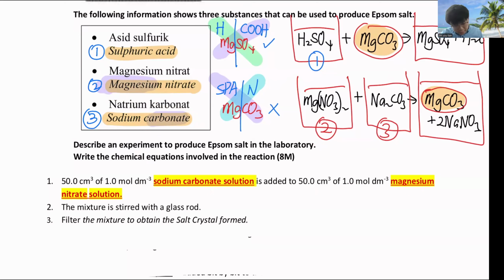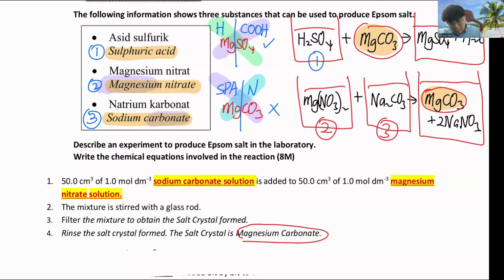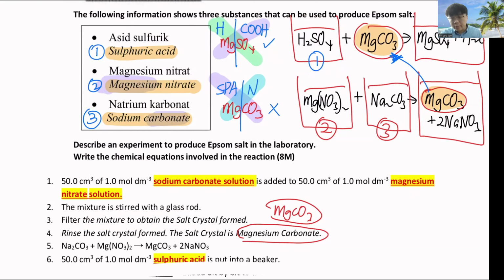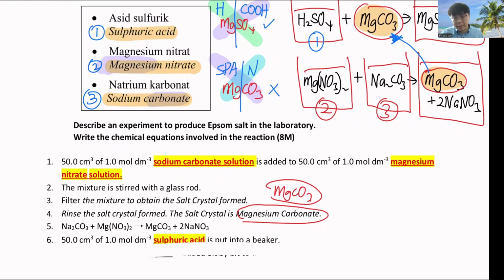Stir with a glass rod, filter, and you'll get your magnesium carbonate. It's the same concept as just now: add this and this inside, stir with a glass rod, filter to get the crystals. Then you get magnesium carbonate. The next step, bring the magnesium carbonate to the second process, where you put in acid. Add 50 cm³ of the acid.